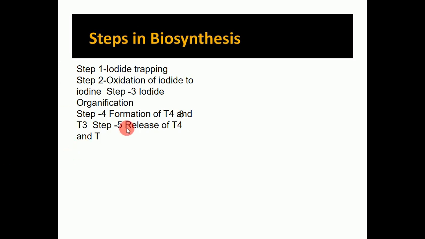In step 4, the formation of T4, tetraiodothyronine, and T3 occurs. So this is step number 4. After the iodide organification is done, in the next step the formation of tetraiodothyronine and triiodothyronine takes place. So they are formed. In the last step, step 5, T4, tetraiodothyronine or thyroxine, is released.